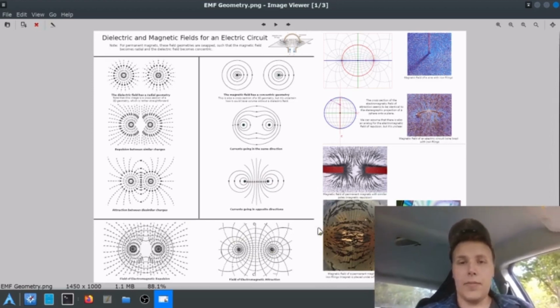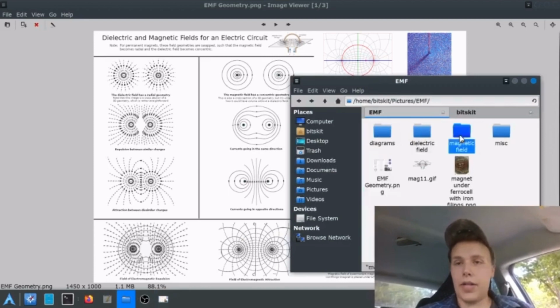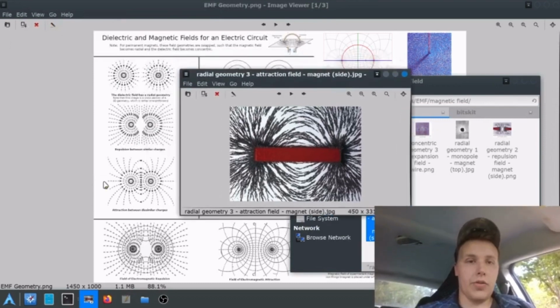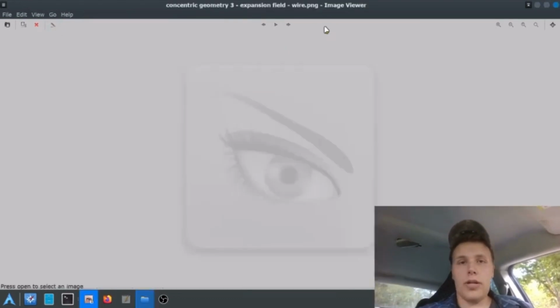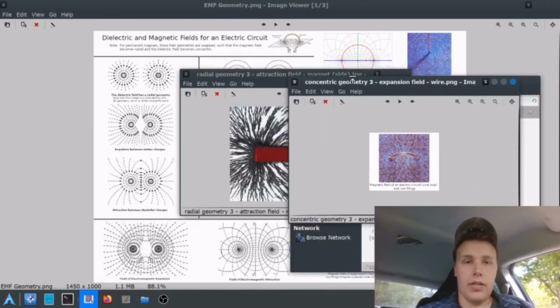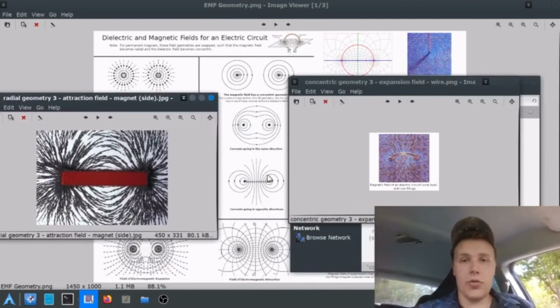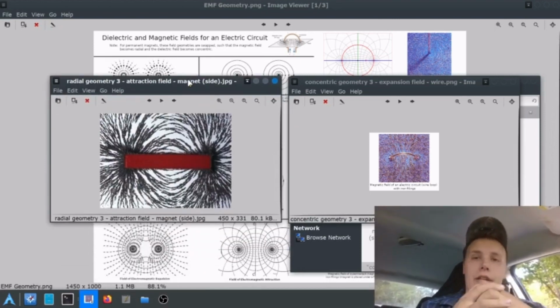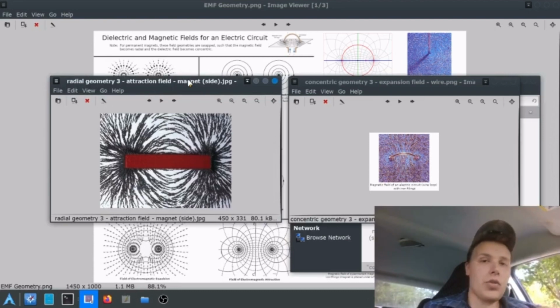But the most peculiar thing about this is that, if we can get back into here for a second, for a single bar magnet, you can see that the geometry looks like this, right? But if you look at a loop of wire, it's the exact opposite, the conjugate geometry. Instead of being radial coming from both sides, it's concentric coming from both sides. And so that's the first thing that I noticed when I was doing this, that the magnetic field of a magnet seems to have the same geometry as the electric field of a wire, and the electric field of a magnet seems to have the exact same geometry as the magnetic field of a wire. They're exact opposites of each other.